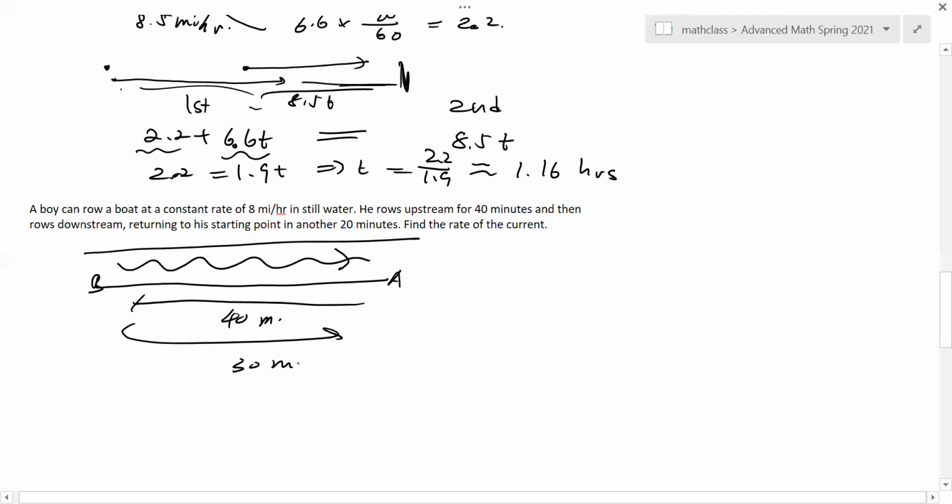Okay. So 20 minutes here. All right. We want to find the rate of the current. Okay, how do you get the equation? So the rate of the current will be x miles per hour, okay? How do you set the equation?